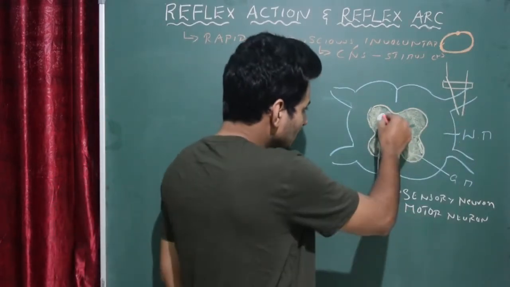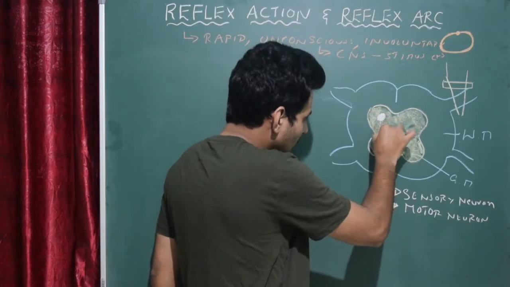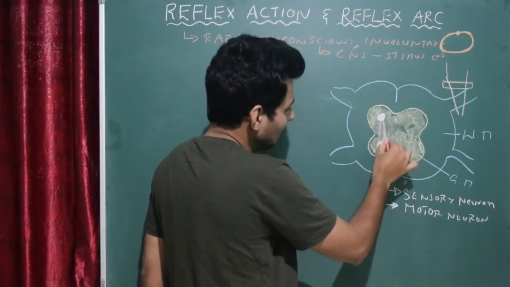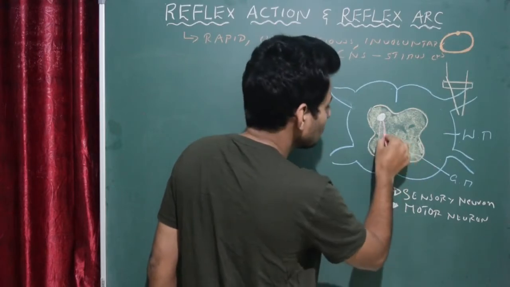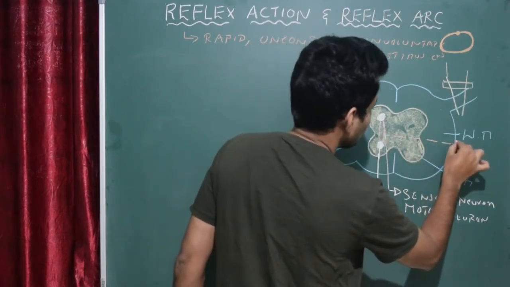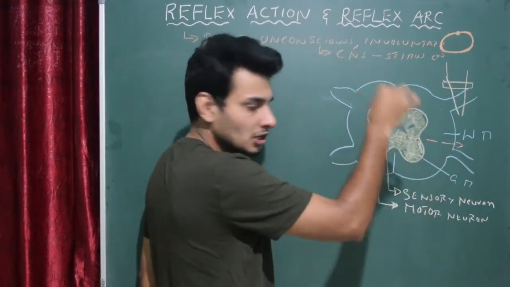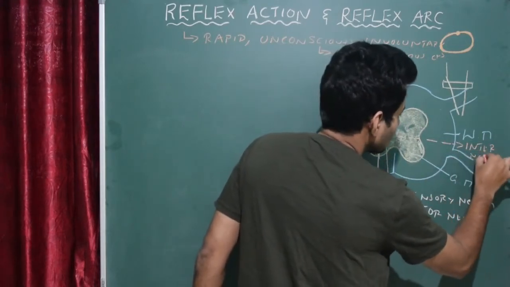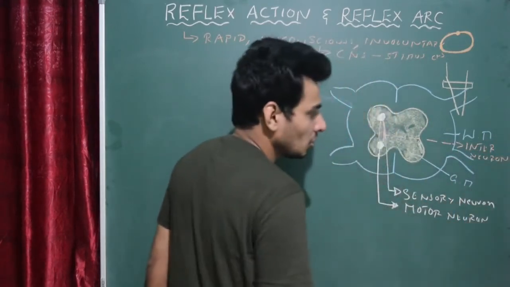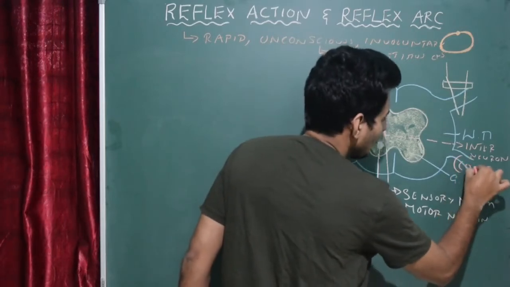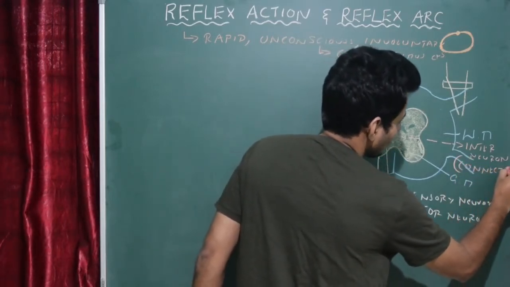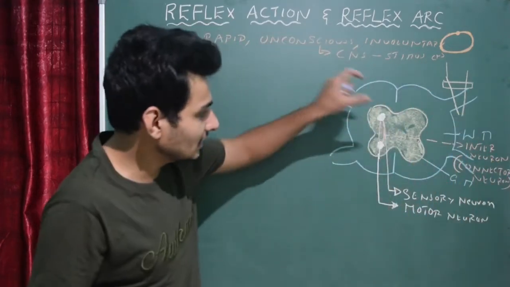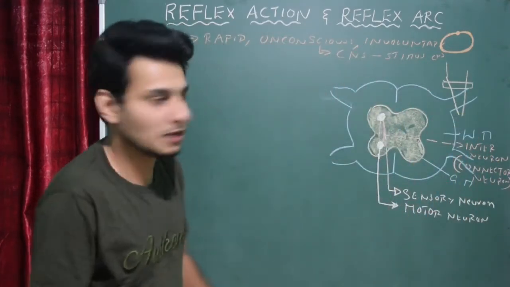Between these two, we have a set of neurons, called the interneuron, which connects the sensory neuron to the motor neuron. It has one more name, the connector neuron, which connects. Simple. So this is the inside of the grey matter of the spinal cord.